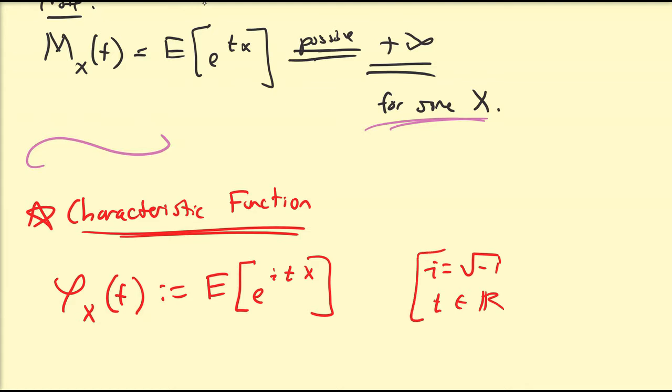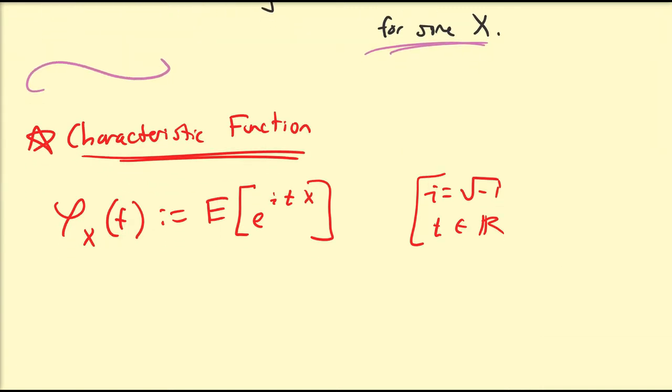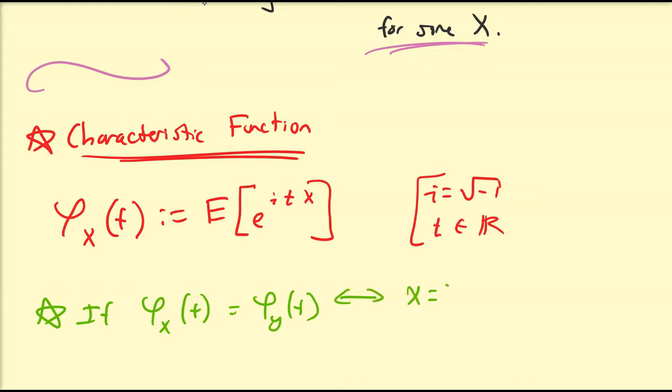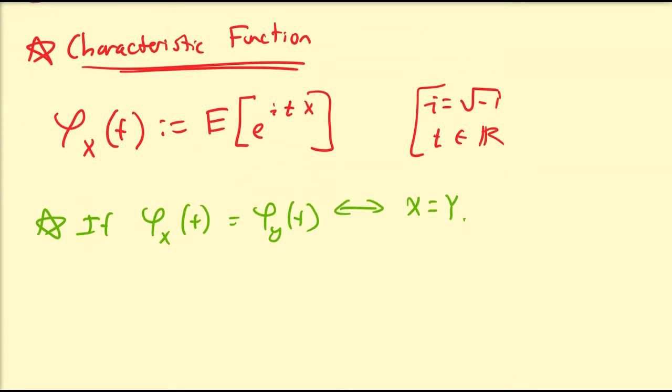Alright, so what is so special about this, and does it have the same properties as the moment generating function? Well, it's very easy to prove that phi of X of t equals phi of Y of t if and only if X is equal to Y. So it has that same property as moment generating functions, which is great. Another property of the characteristic function that the moment generating function does not have is the following.